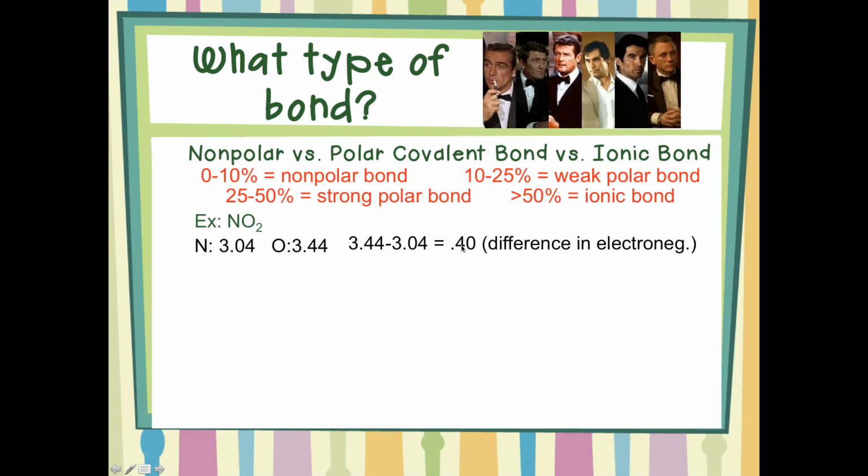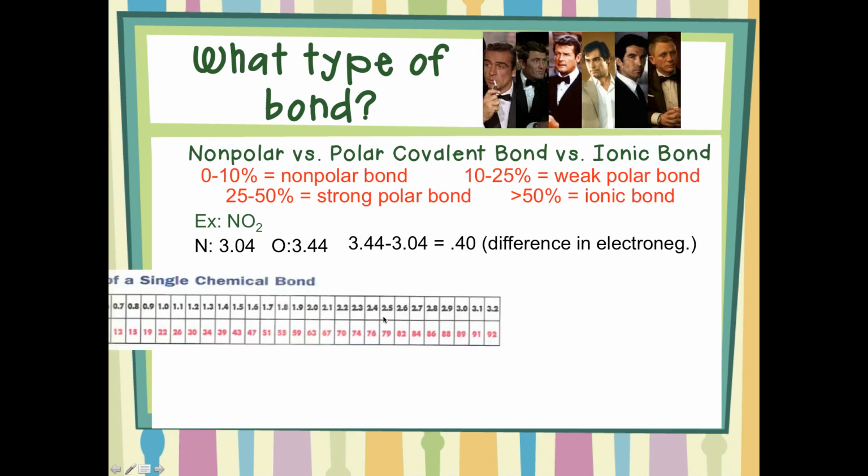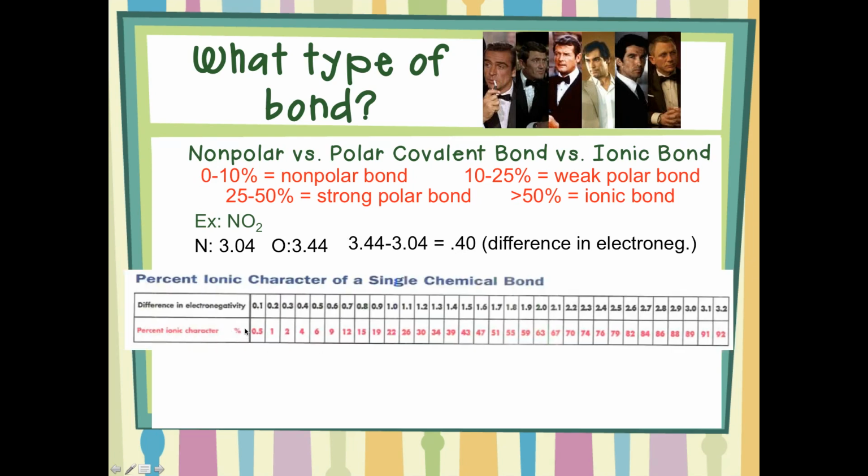So the difference between them is 0.40. You literally are just subtracting its absolute value. So what is the difference between those two numbers? 0.4. So then I look at this thing. This is on the back of your fancy periodic table. A 0.4 difference equals a 4% ionic character. So how much is it likely to be ionic? Only 4%. So super low. Then we go up here, a 4% difference means that this is going to be a nonpolar bond.